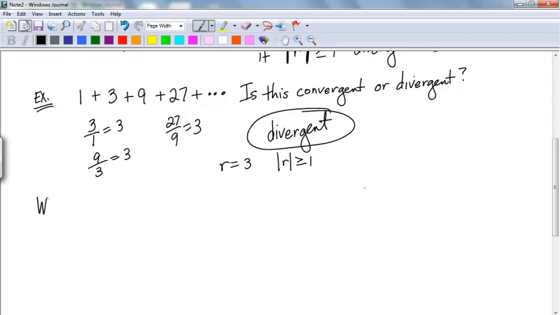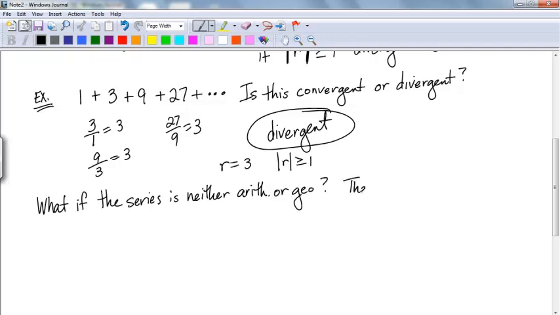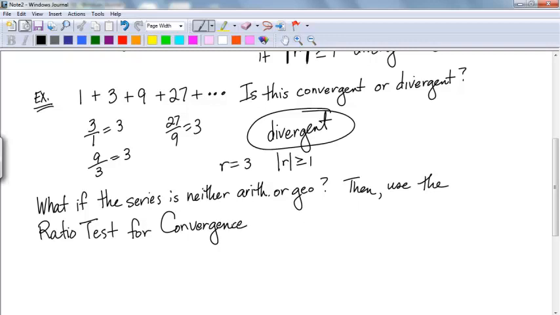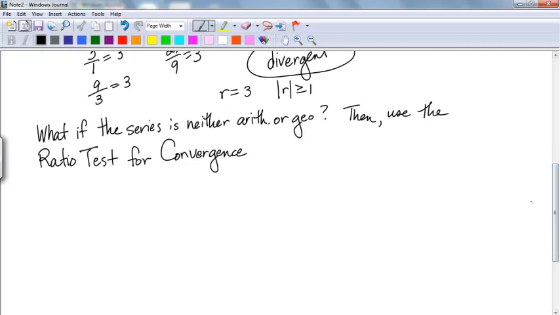Okay, now, what if the series is neither arithmetic nor geometric, you can abbreviate it. Then use the ratio test for convergence. You're not guaranteed that these series are going to be arithmetic and have a common difference. They're not going to be geometric and have a common ratio. So then you have to use something else, and it's called the ratio test for convergence. The author uses an r here. I wish they'd used a different letter. They used r because it's ratio, but this r is not the same as the r for a geometric series.